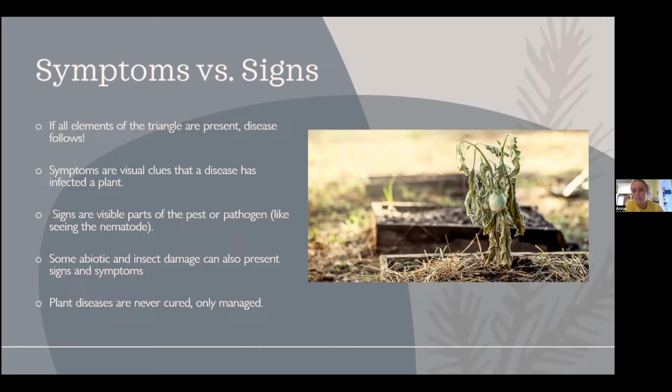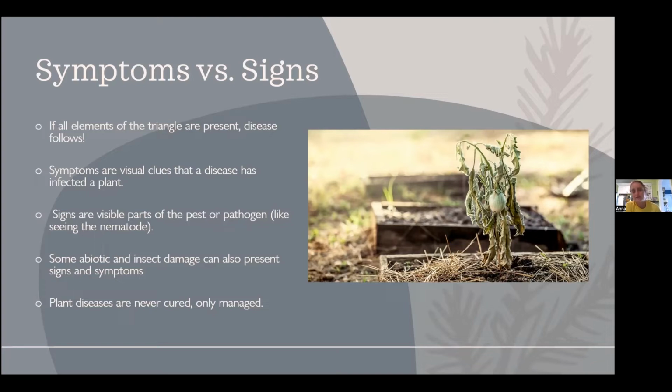Sign is the actual pathogen. You can see it with your eye or with a microscope. And the symptoms are what it's causing. What are some of the responses or things in the plant that make you think that that pathogen is present? Some abiotic and insect damage can also present as signs and symptoms.